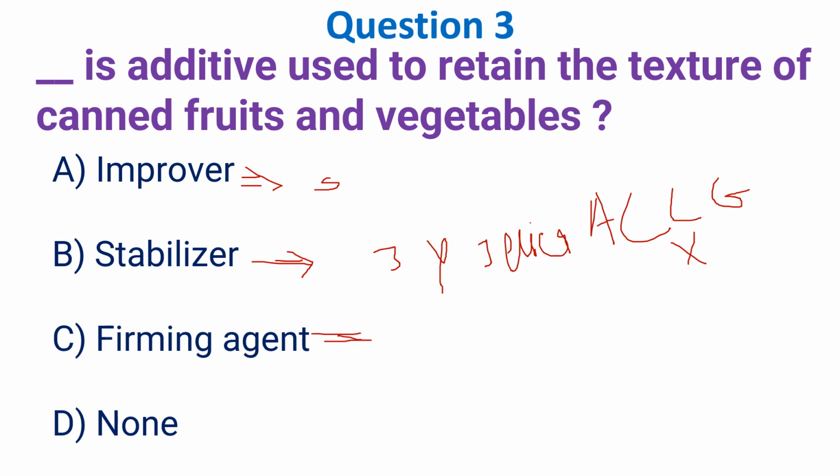What is a firming agent? The main function of a firming agent is maintaining the structure of food and preventing its collapse during processing of fruit. Examples of firming agents are calcium salt or aluminum sulfate. They are mainly used in fresh fruit and vegetables to retain their structure. So the answer to this question is firming agent.